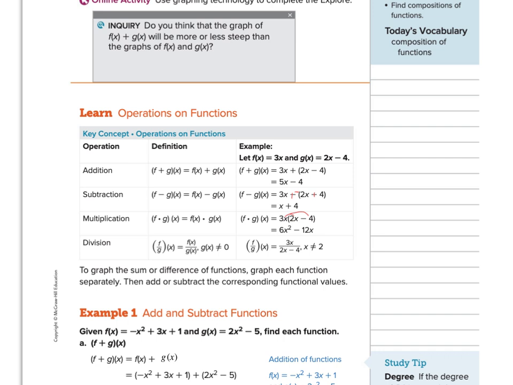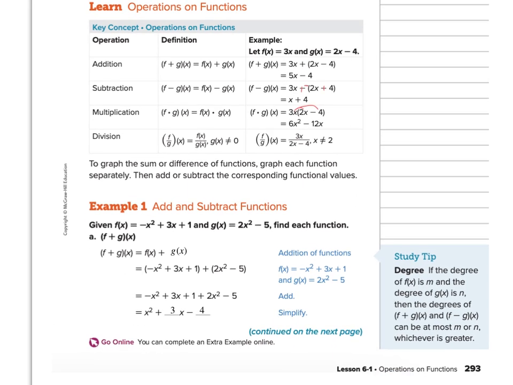And then for division, when they divided 3x by 2x minus 4, there's nothing more that can be done there. It's just written in the division form. I mean, we can take a little bit more out of here, so it's not prime. We could factor 2 out of there, but it wouldn't do us any good. It would not affect the overall value, wouldn't change anything.